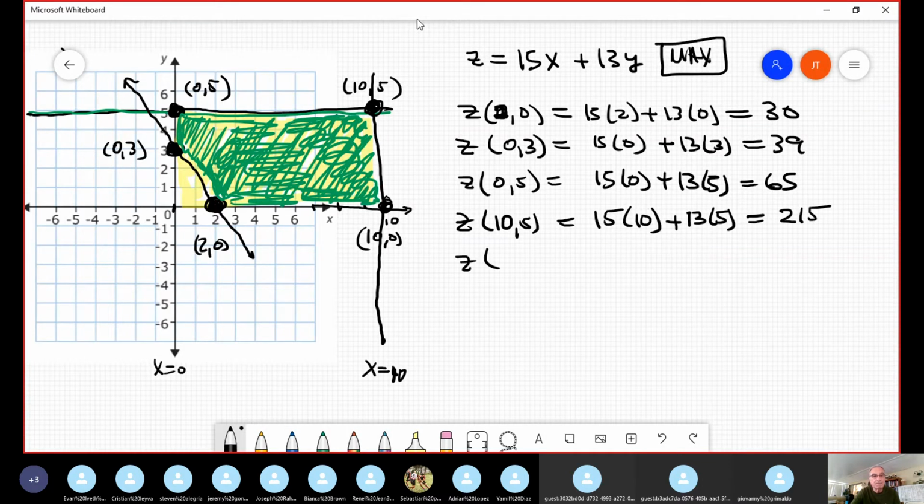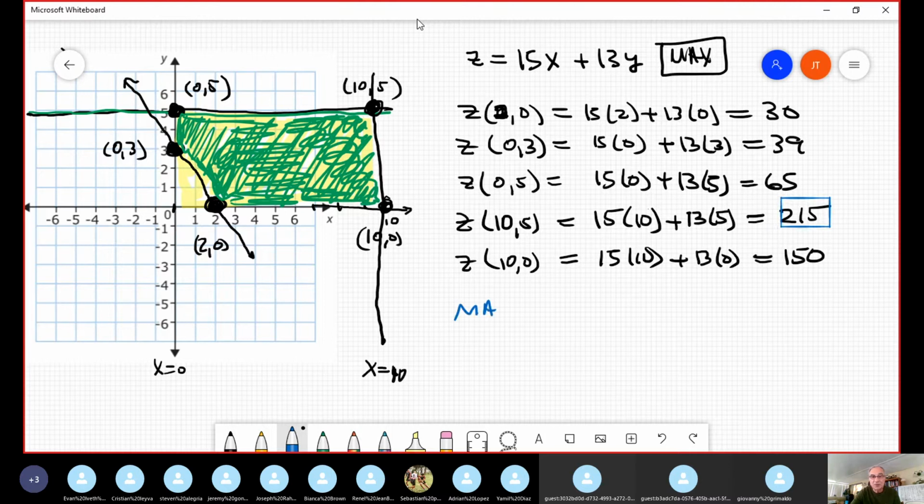C evaluated at 10,0 is 15 times 10 plus 13 times 0, which is 150. Okay, so it is obvious that the answer is this point, and you express the answer like that.